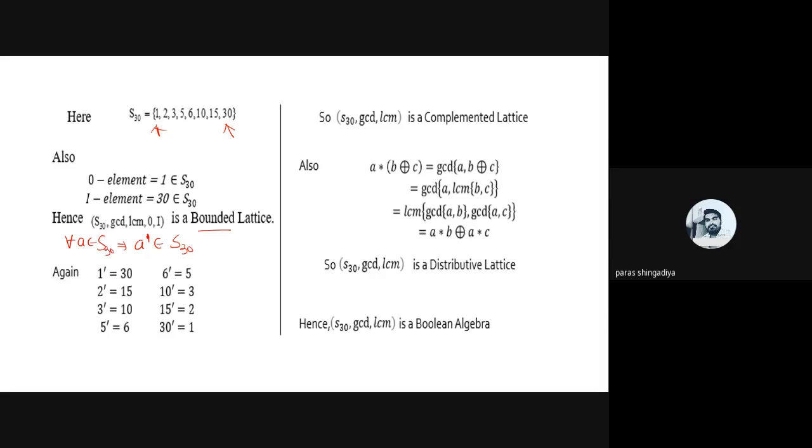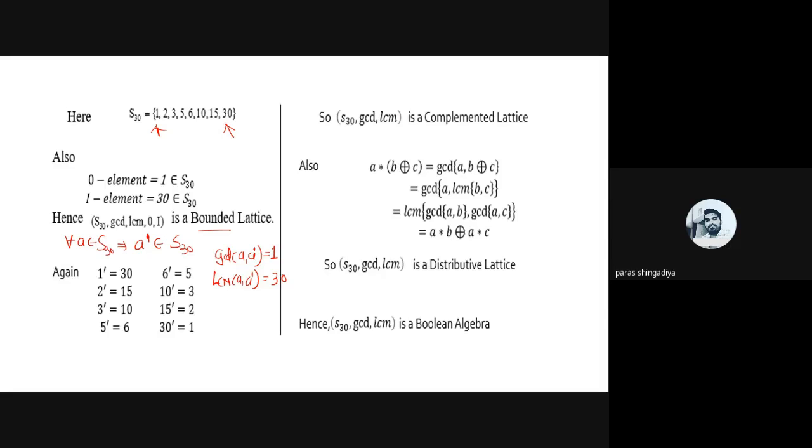Clear? And how can we find A dash? For that, we'll use both these formulas. A star A dash means the GCD of A with A dash should be the zero element, and the zero element is equal to 1 here. And the LCM of A with A dash should be equal to 30, and 30 is known as the I element. So the GCD should be 1 and the LCM should be 30. Then we can say A dash is called the complement of A. Clear? So we'll check each element of S30.